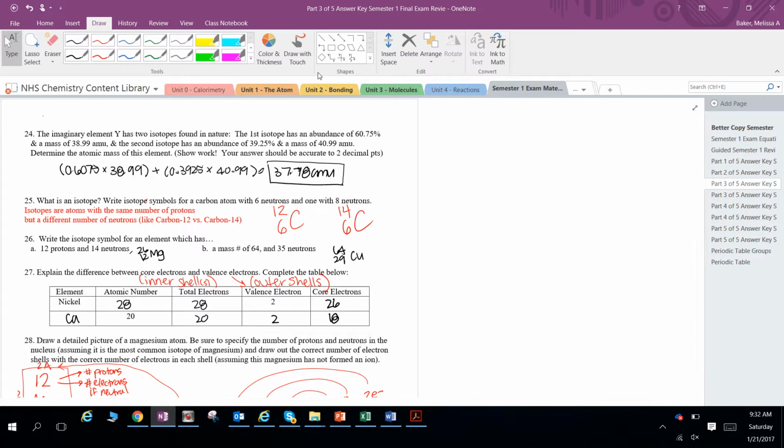All right, this is part 3 of 5 of the semester 1 final exam review. Number 24 is all about finding the average atomic mass. So what this is telling you is a certain percentage of the time an atom weighs 38.99 AMU, and the other percentage of the time it weighs a different mass number. So you're supposed to figure out the average atomic mass.